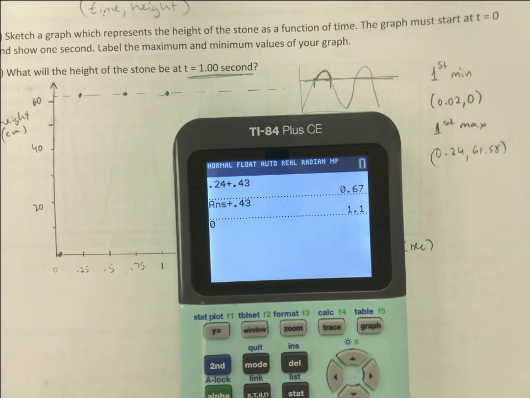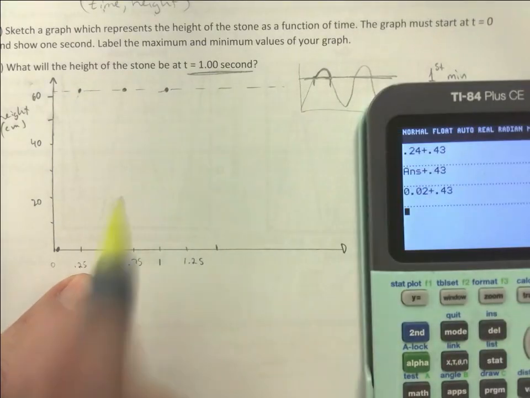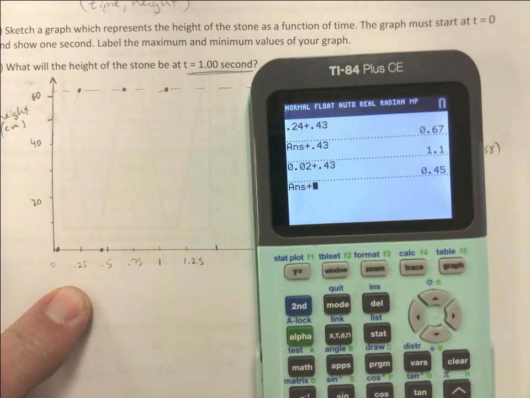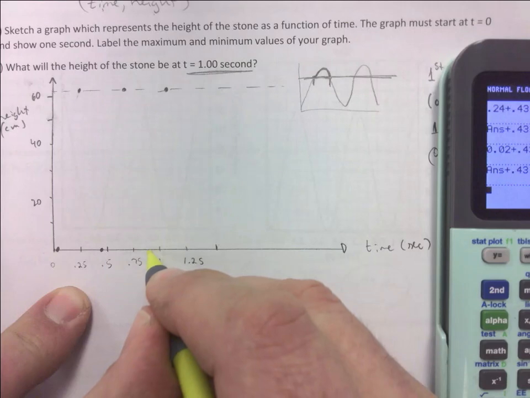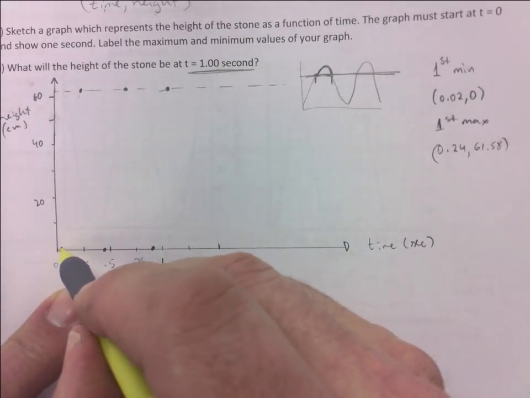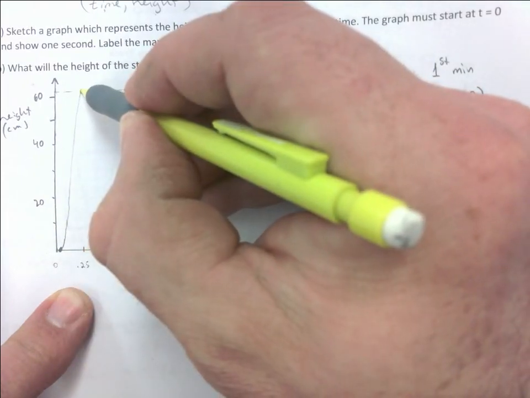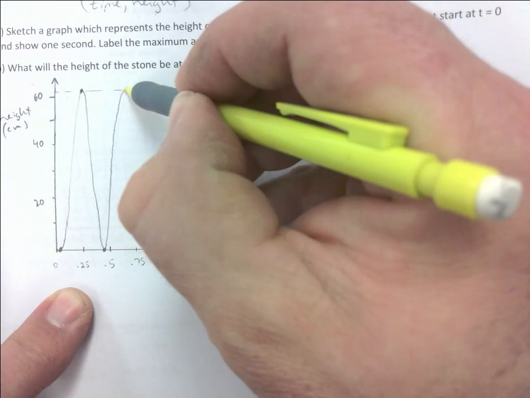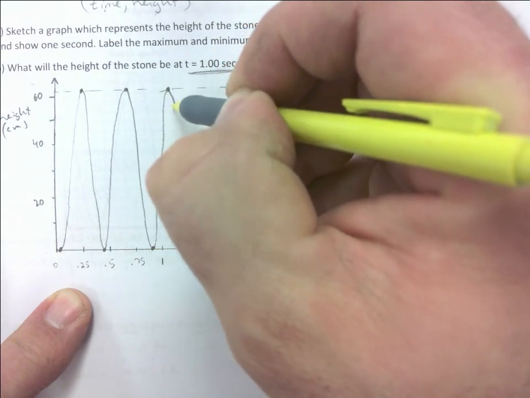They don't always ask for 2 cycles, but if you gave 2 cycles, you're usually more than fine. I'm going to do the same thing, 0.02 plus 0.43 to my low, that's 0.45. 0.45 is right about there. I'll add another period to that. That's 0.88. That'd be right about there. And I'd say that's good enough. You go from the low to the high, right? And then back to the low, back to the high, back to the low. Isn't that pretty?